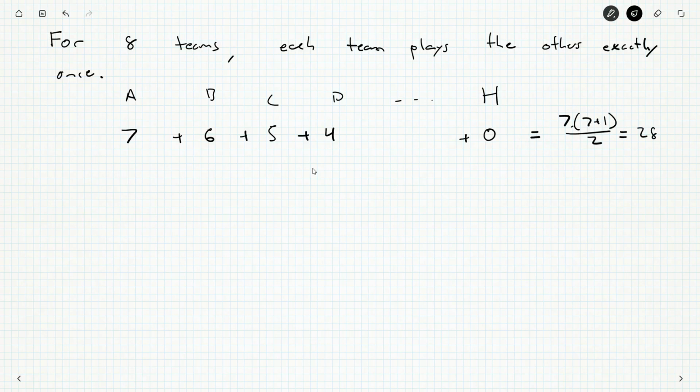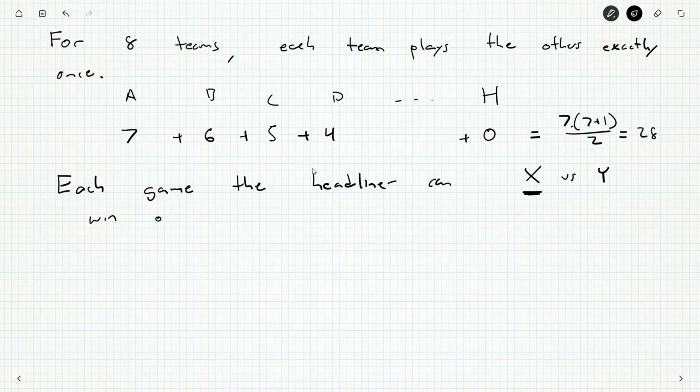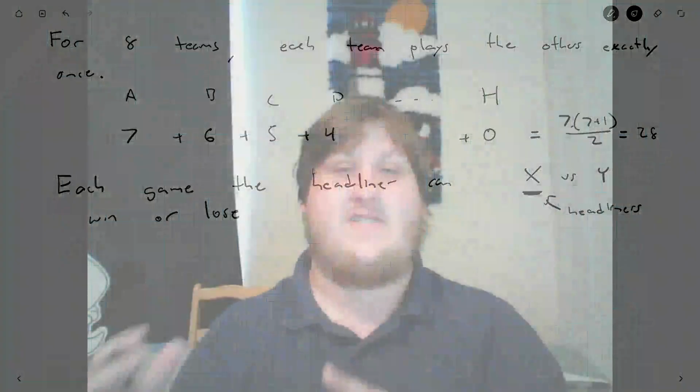Okay. Now, each game, the headliner, which I guess is now a term I'm using, so X versus Y with X as the alphabetically first one. So the headliner can win or lose. So that's 2 possibilities, and that's for every single game. Each of these games are independent. So 2 choices per 28 games. That's going to be 2 to the power of 28 different outcomes.